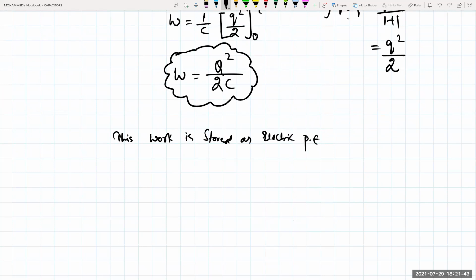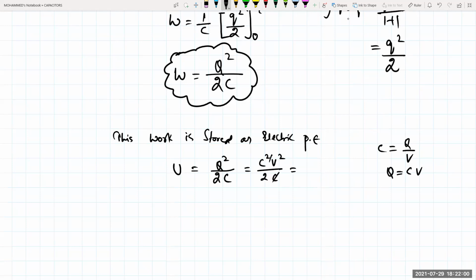Okay, so I'm writing U is equal to Q square divided by 2C. Can I even write it like this? Because C is equal to Q by V, so Q is equal to C into V, right? So this is also written as C square V square divided by 2C.